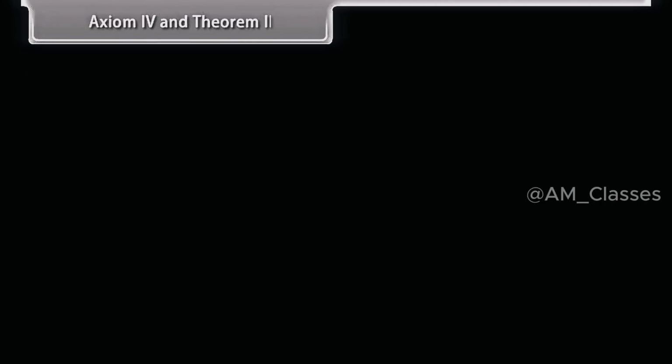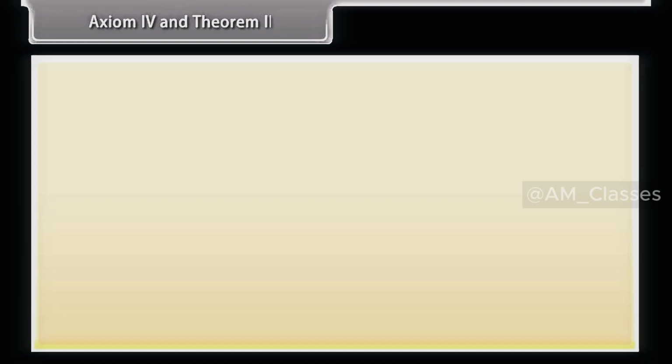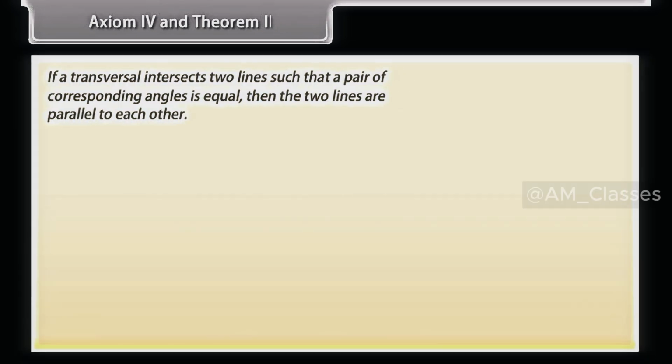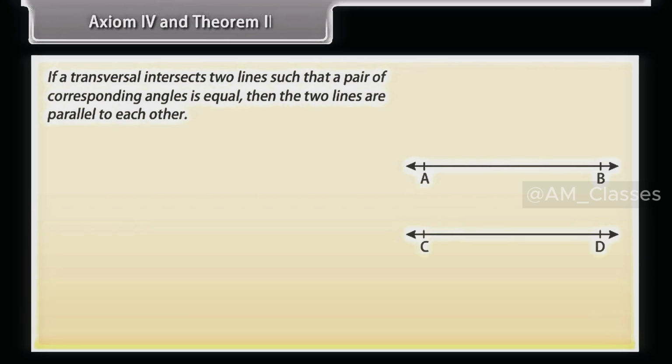Axiom 4 and Theorem 2. The axiom we got in the previous screen is, if a transversal intersects two lines such that a pair of corresponding angles is equal, then the two lines are parallel to each other. Now we will use corresponding angles axiom to find out the relation between the alternate interior angles when a transversal intersects two parallel lines. Here transversal PS intersects parallel lines AB and CD at points Q and R respectively.